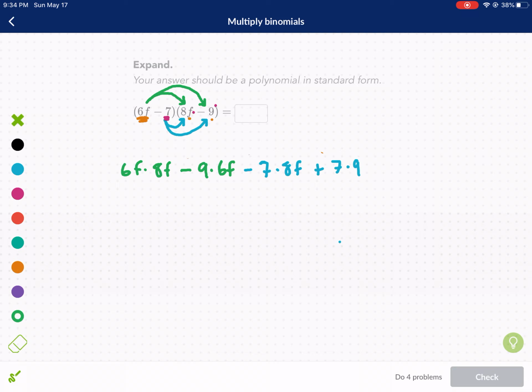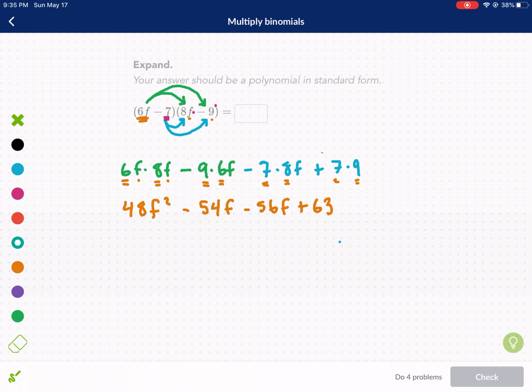Now I'm going to multiply the numbers out in front first. So I do 6 times 8 and I get 48. And then I do the variable second, so that gives me f squared. I do the numerical coefficients first. That gives me negative 54, and then there's no other variable, so I leave the f. Numerical coefficients, 7 and 8, negative 56. Keep the f. 7 times 9, 63.